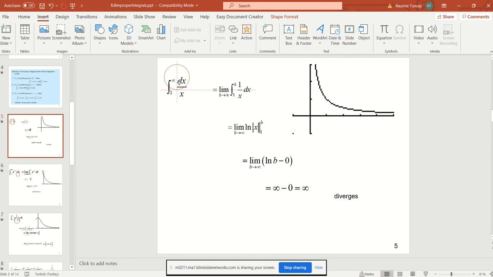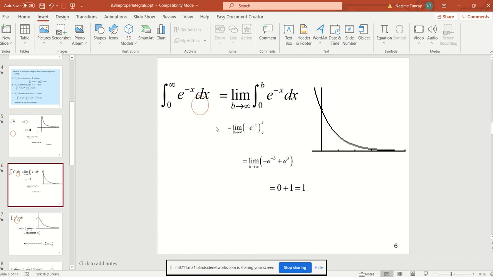Instead of this infinity, we put a constant b, and we write b goes to infinity. And you see that it starts at 1 because it's discontinuous at 0. It's not defined at 0, okay? But it's defined in this interval, so we can have it as a limit problem. And the result is infinity. When we reach a result of infinity, we say that it diverges.